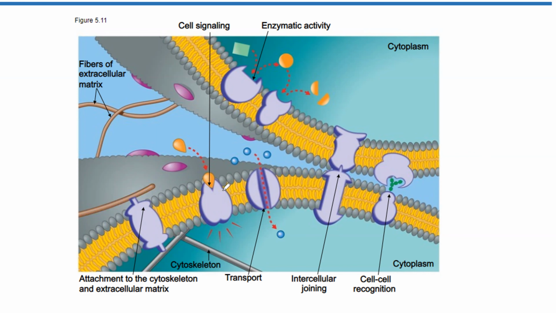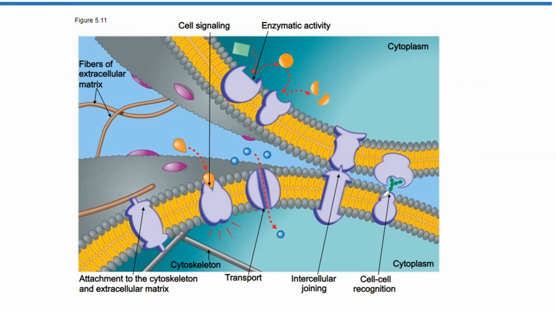This protein is signaling. Here we have a signal molecule, some messenger that activates this protein, and you can see the signal passes inside the cell. This is a transport protein. It's a channel, so molecules can go in or out of the cell. Intercellular joining, that's another function. So we can have two proteins that make a connection and hold two cells together.